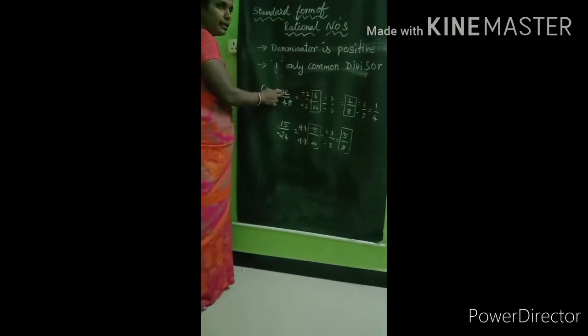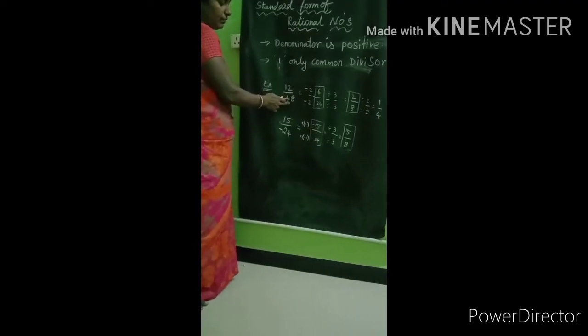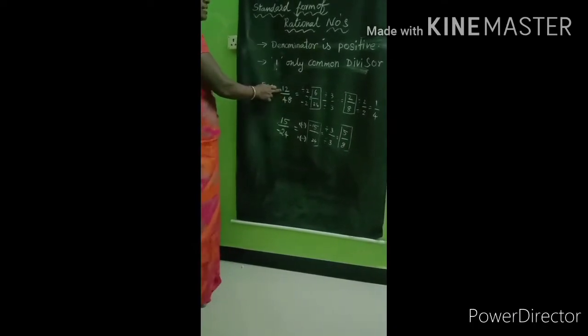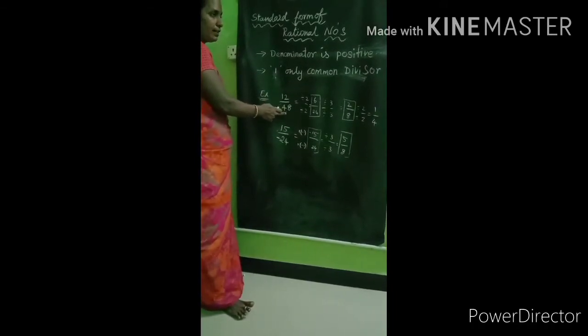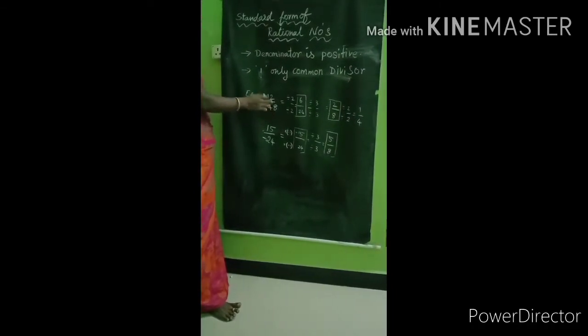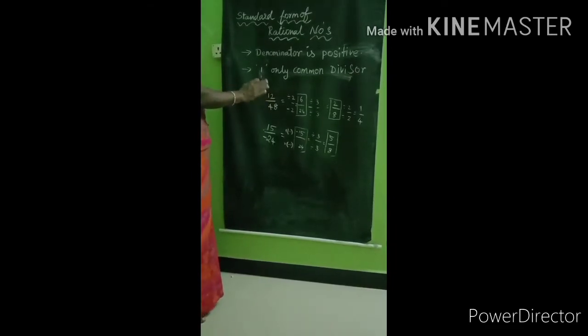12 is an even number, then 48 is also an even number. Listen baby, 12 is a positive and even number. 48 is also a positive and even number. Already we know very well that an even number is also divisible by 2.